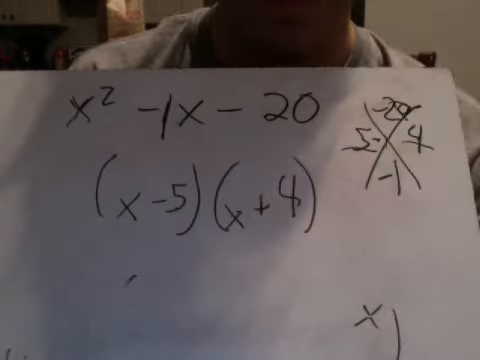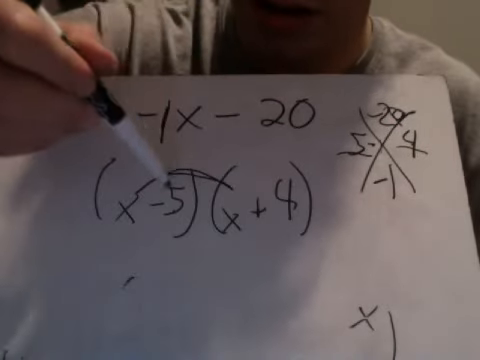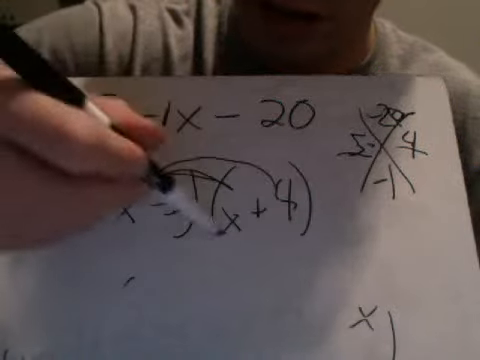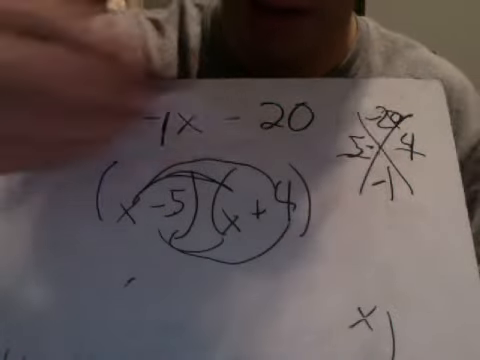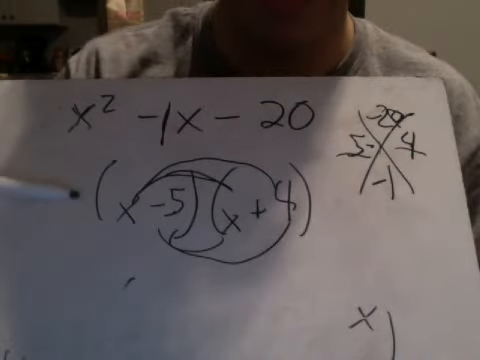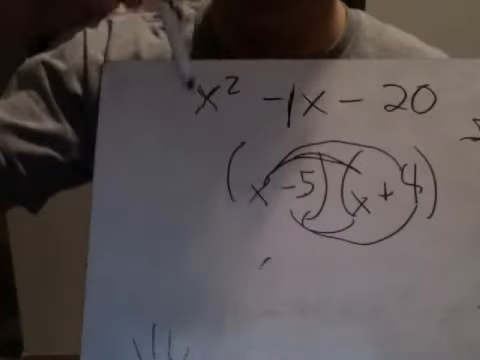If I were a nerd and wanted to check my answer, I did the FOIL. That gives me x squared, good. 4x and a minus 5x gives me a minus 1x. Minus 5 and plus 4 gives me minus 20. So this is the factored form, broken down, of this shortcut. Only works when there's no number in front here.